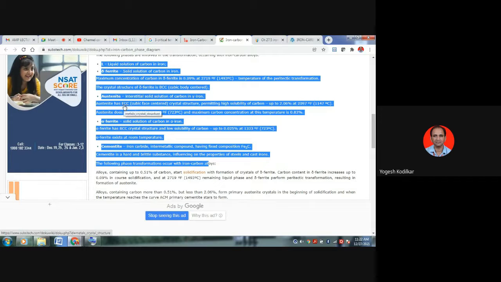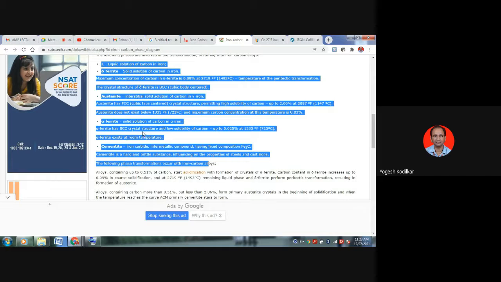Then austenite, or gamma austenite. This is an interstitial solid solution of carbon in gamma iron. Austenite has an FCC structure, face centered cubic crystal structure, permitting high solubility of carbon up to 2.06% at 1147 degrees Celsius. Austenite does not exist below 1333 degrees Fahrenheit or 723 degrees Celsius, where its maximum carbon concentration is 0.83%.